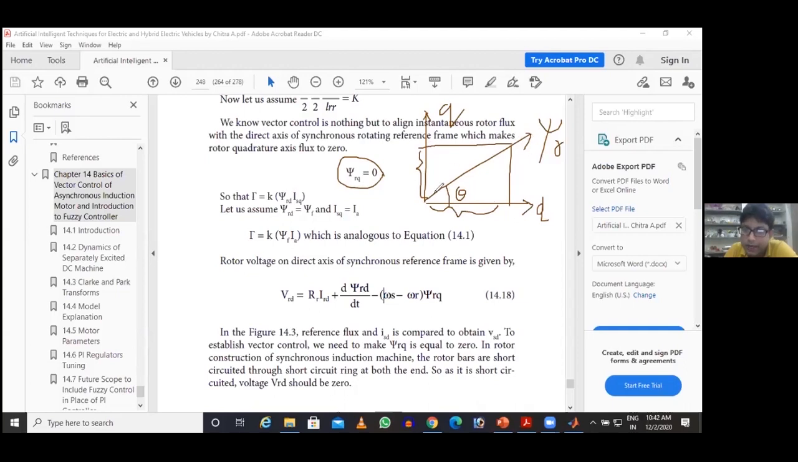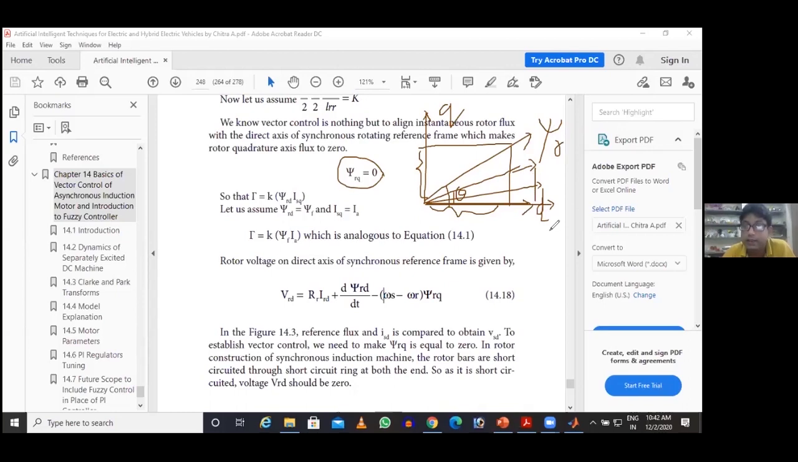Now, if I somehow reduce the angle, the psi r is coming here. So now psi rq is reduced. Further, I bring it here and psi rq is again reduced. And if I align psi r perfectly with the d axis, then my psi rq is 0, and the total flux is nothing but the direct axis flux.